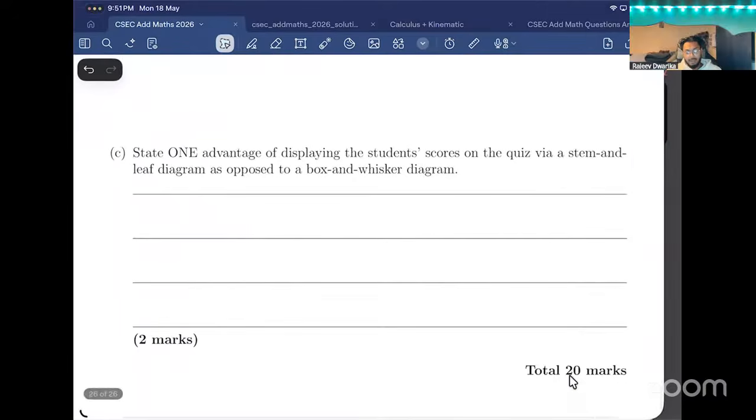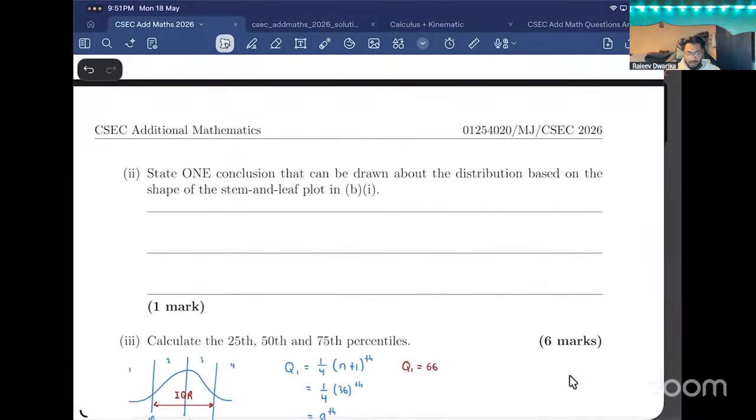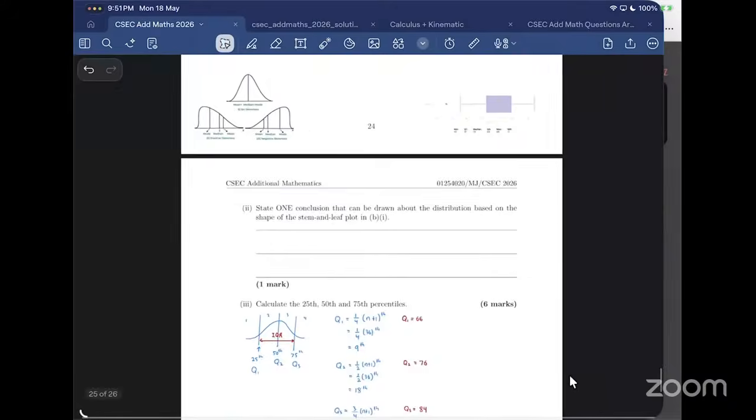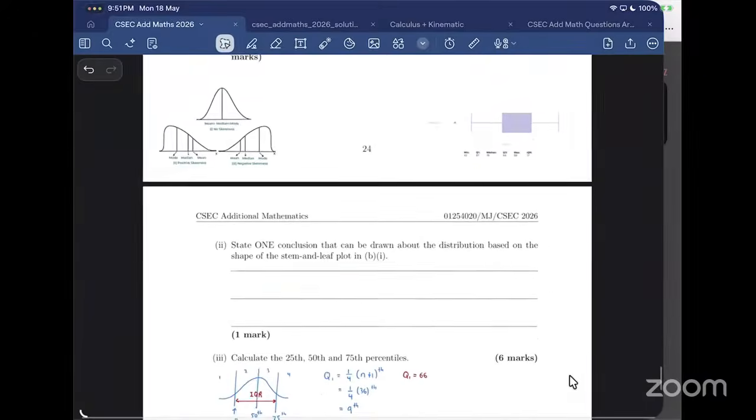Right, state one advantage. Don't worry, I didn't forget the question. We come back to this just now. I forgot about that distribution. The answer is negatively skewed by the way, but I'll show you why.